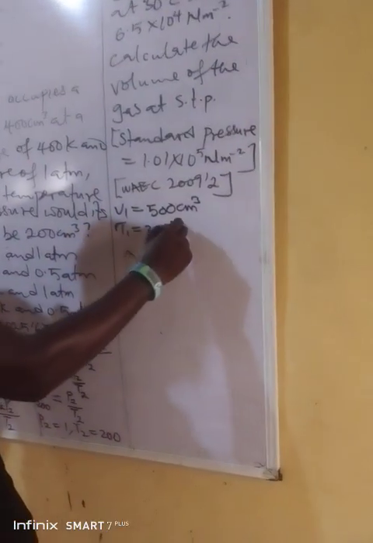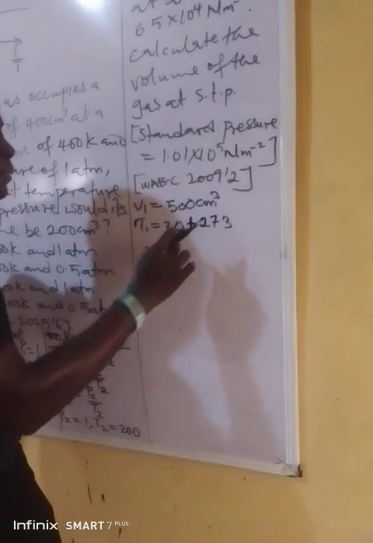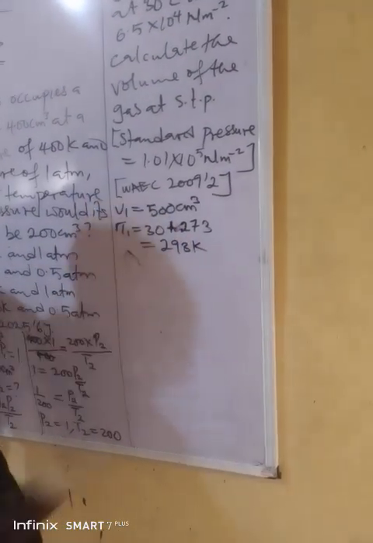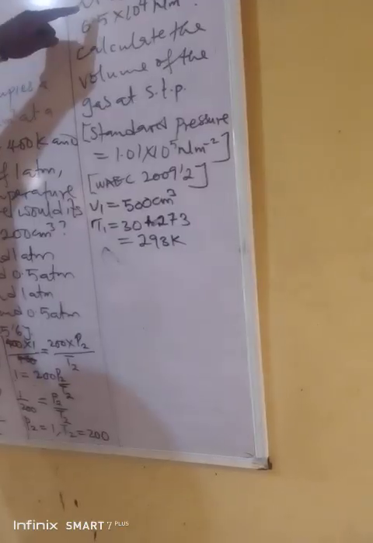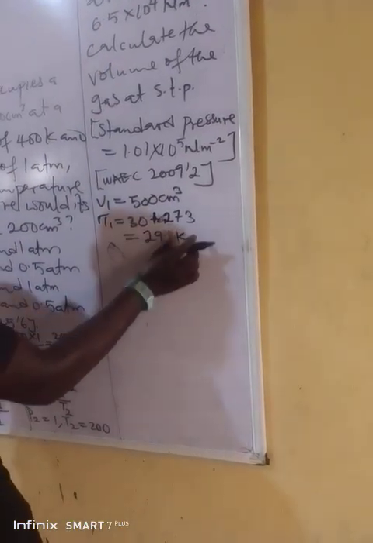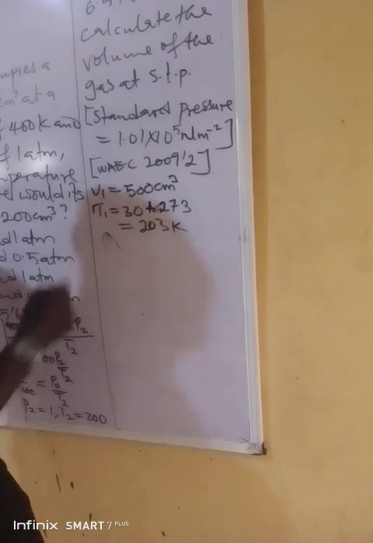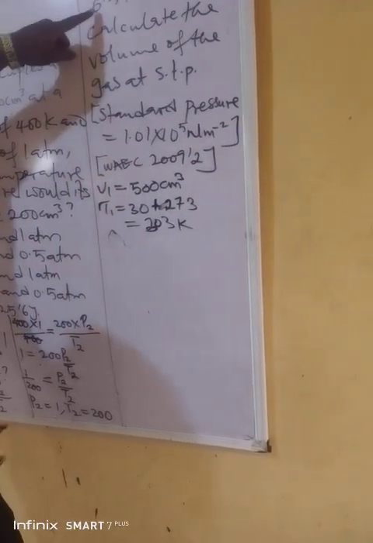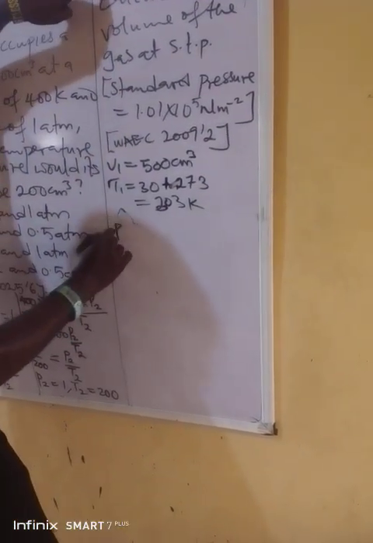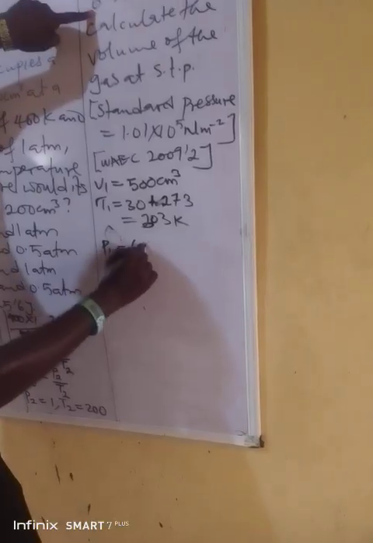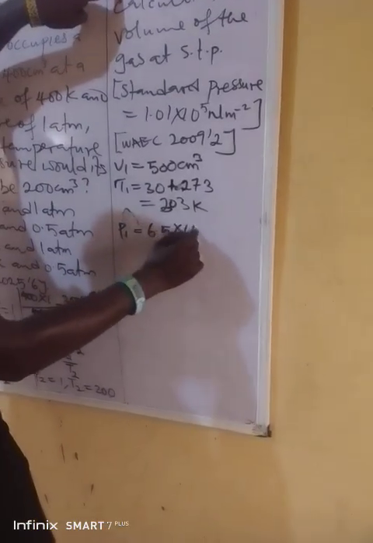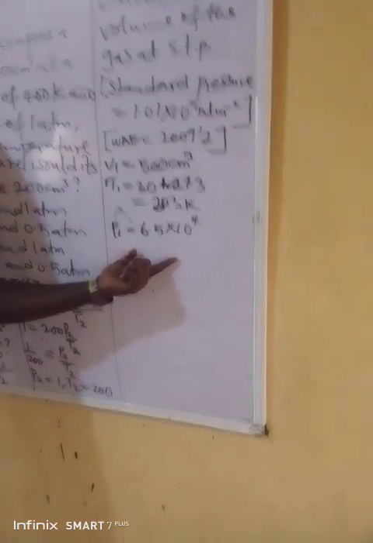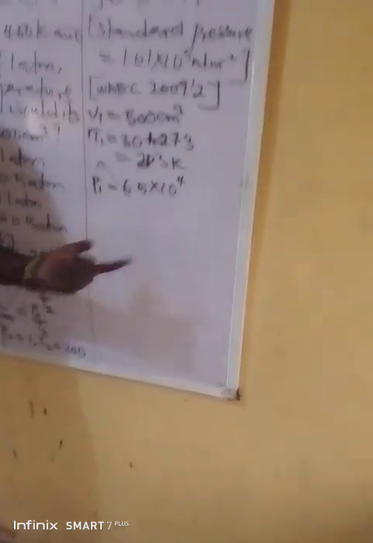That's plus 273 Kelvin. What's the answer? Now be 303 Kelvin. Are we together? Now, the next one is what? P1. P1 is 6.5 times 10 to the power 4. You can see that the one we saw, they didn't have the exponential like this in the class.